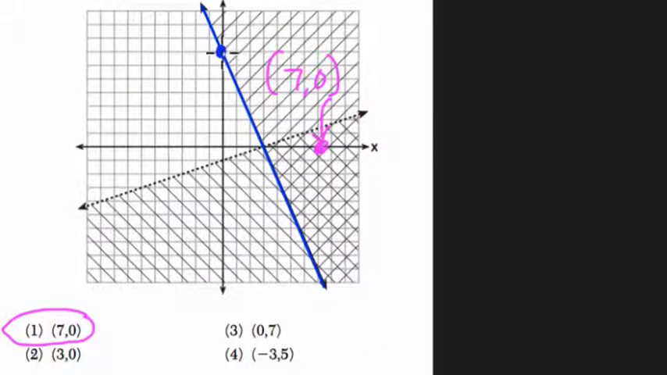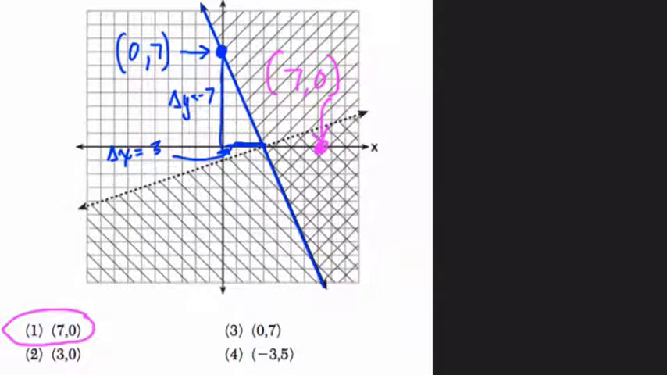The y-intercept is right here. And that's 1, 2, 3, 4, 5, 6, 7. So that's the point (0, 7). And then let's find the slope: down 1, 2, 3, 4, 5, 6, 7, and then up 3. So our slope is delta y is negative 7, and delta x is positive 3.